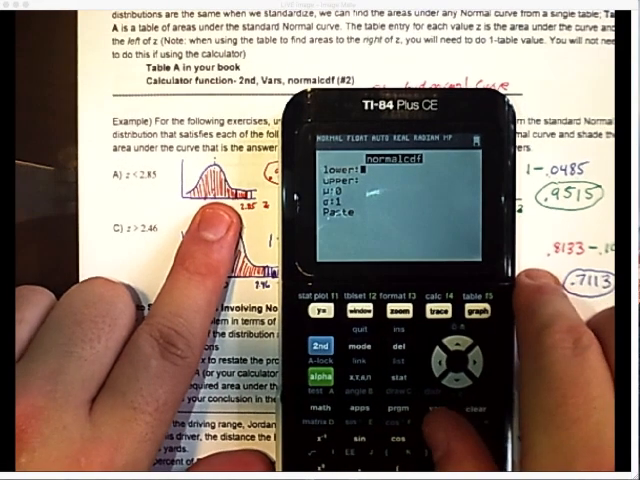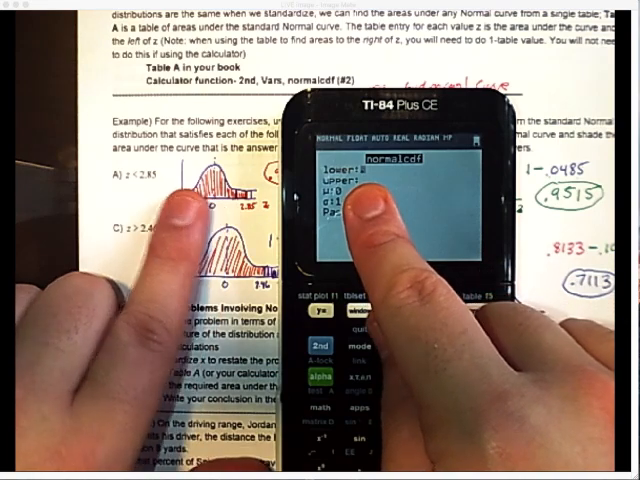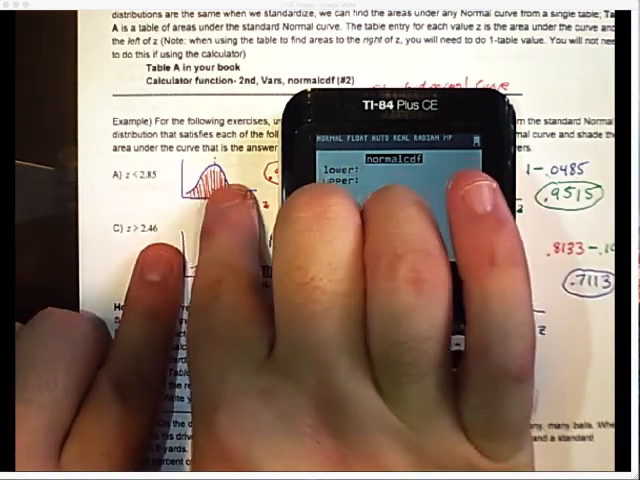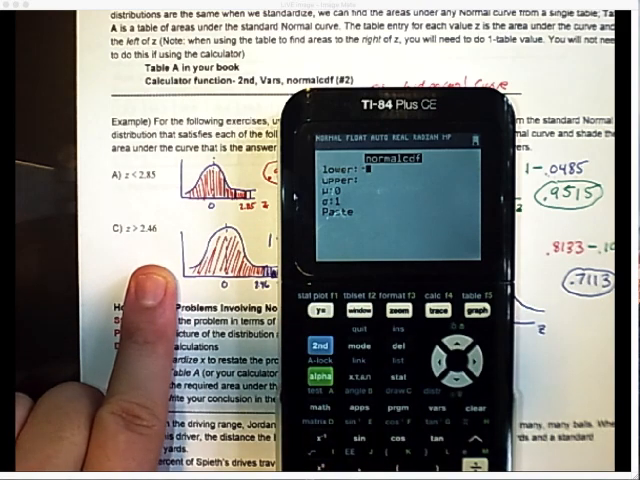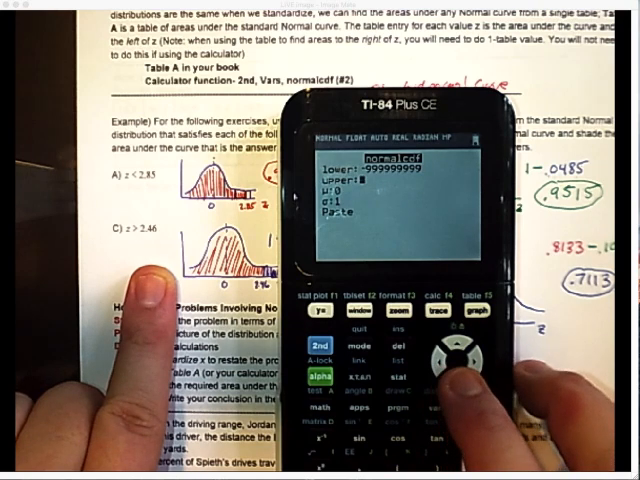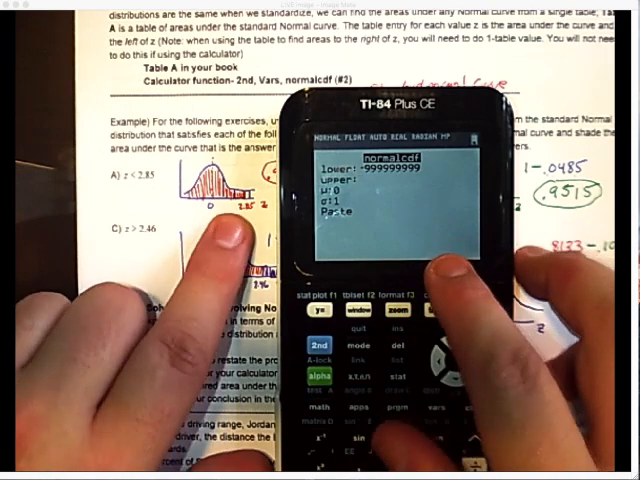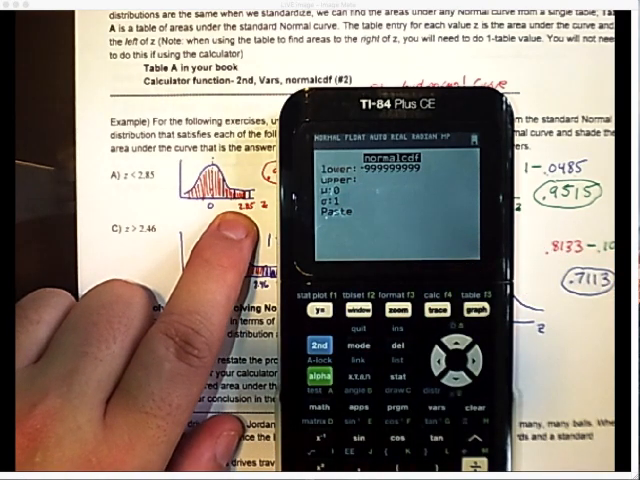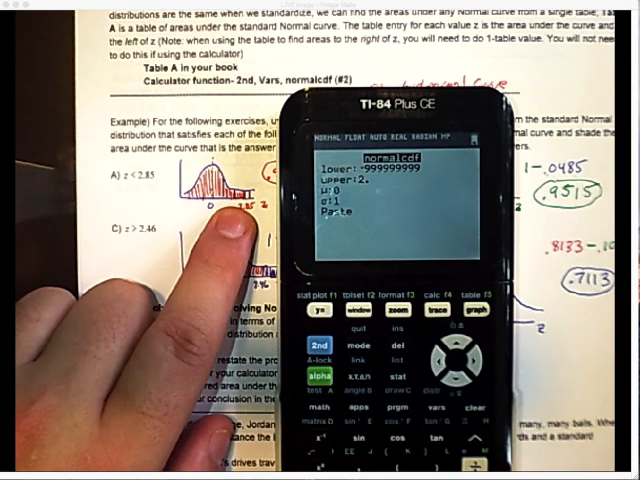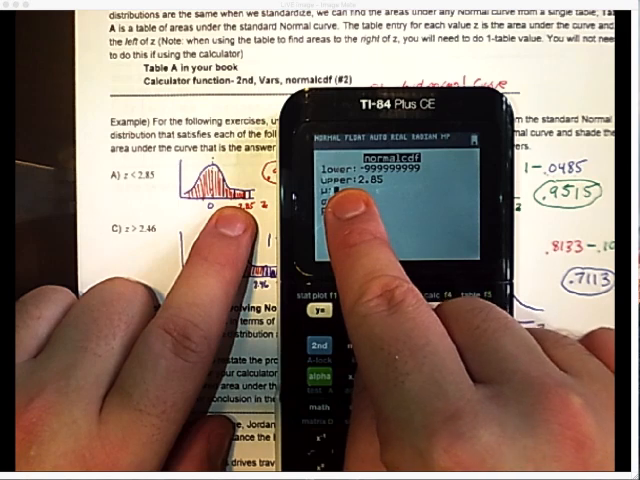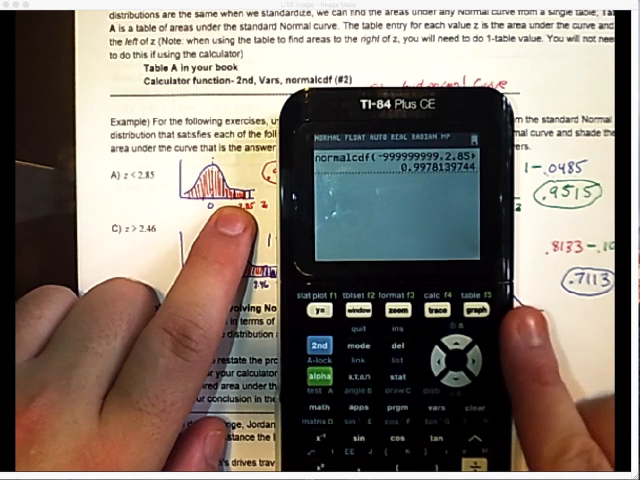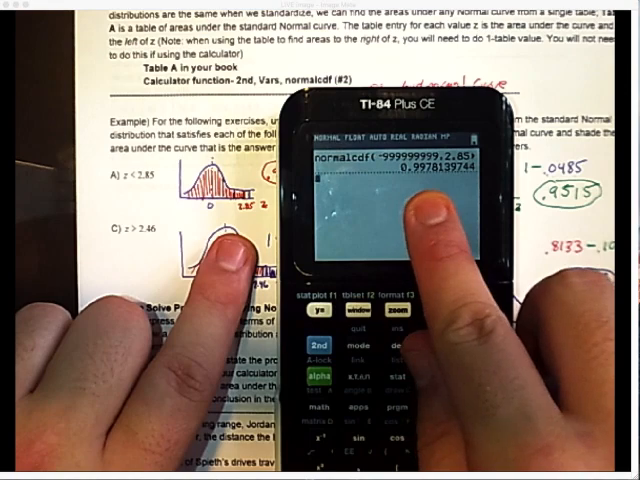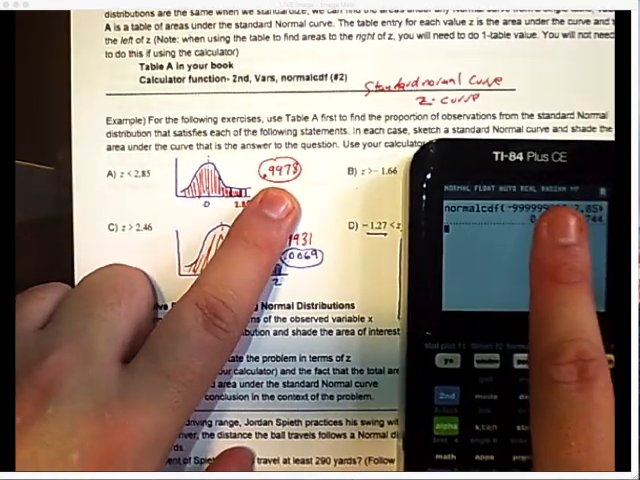So let's look at this first one. It says, what's your lower and upper bound of your shaded region that you care about? Well, this actually starts way back to the left. Remember, these go on forever. So it starts at negative infinity. But I can't enter in negative infinity, but I can enter negative and put a whole bunch of 9s in there. That's like negative infinity. What's the upper boundary? What z-score are you going up until? You're going up to 2.85. Okay, on a standard normal curve, the mean is 0 and the standard deviation is 1, so we leave those alone. So if I hit paste and then I hit enter, what do you know? 0.9978. What did we get here? 0.9978.